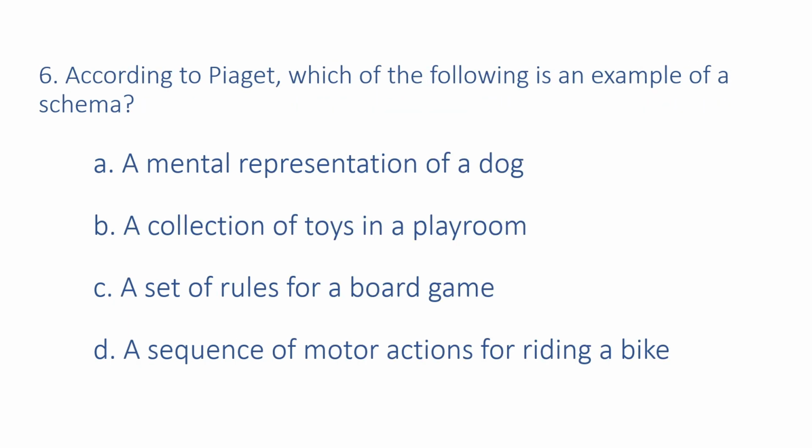According to Piaget, which of the following is an example of a schema? A mental representation of a dog, a collection of toys in a playroom, a set of rules for a board game, a sequence of motor actions for riding a bike. The correct answer is a mental representation of a dog. A schema is a cognitive framework or mental building block that helps an individual organize and interpret information about the world.